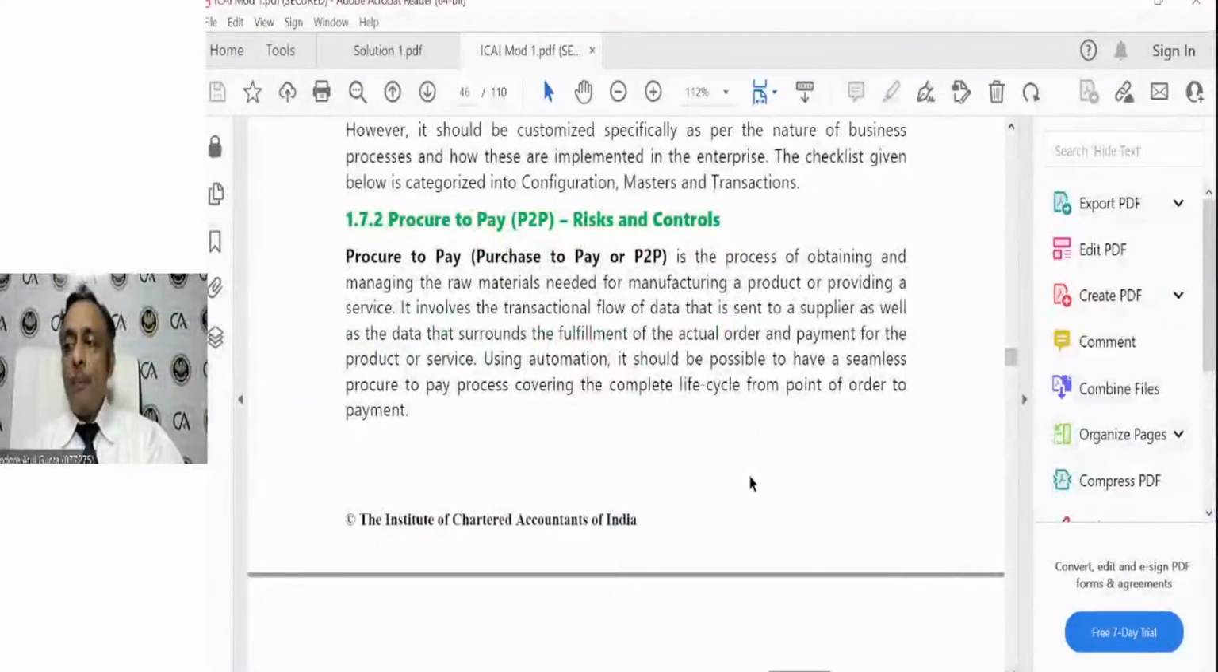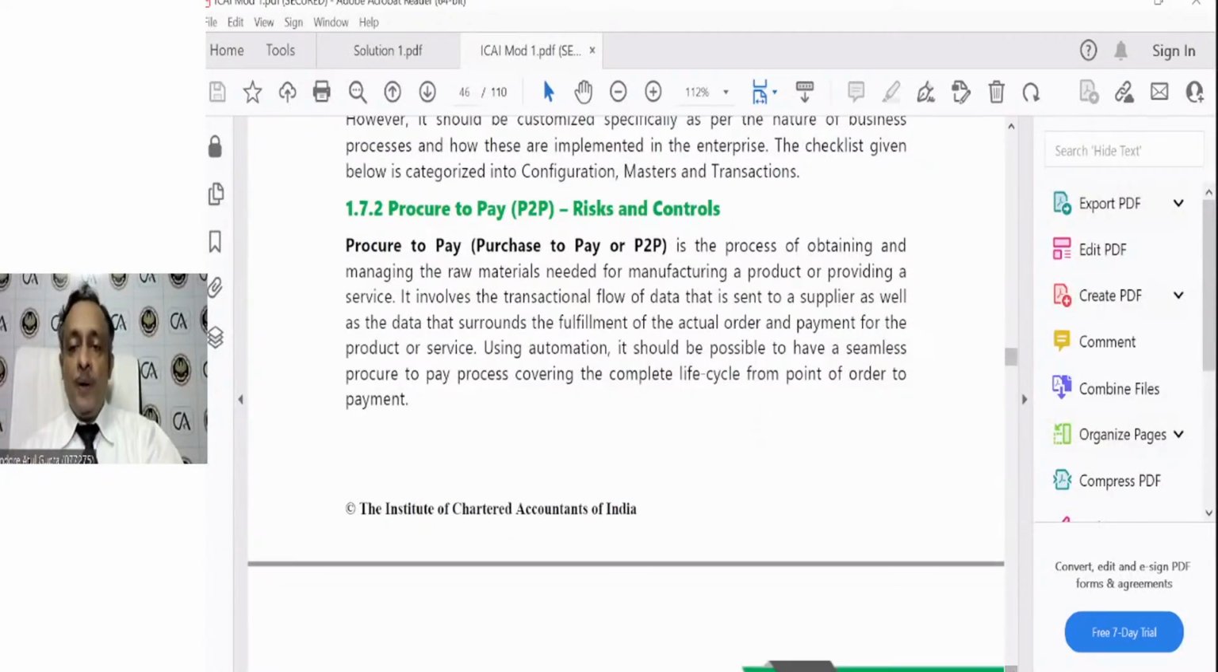So first is P2P, procure, purchase to procure. Now, we have talked about this. We have taken an example. Let us see what the chart given in the module talks about.